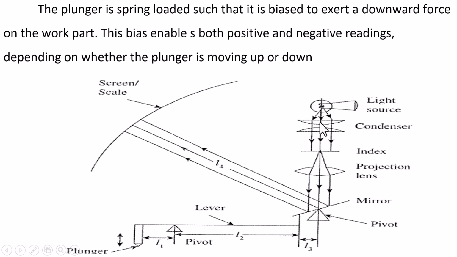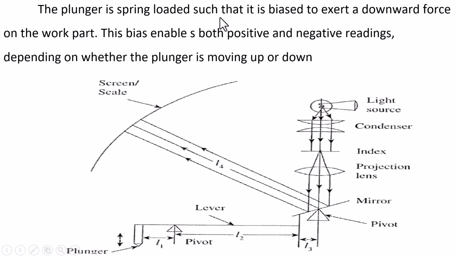The light from the light source passes through condenser lenses and a projection lens and strikes the mirror, forming an image here on this scale. Due to the movement of the plunger, it can give positive or negative variations on this scale. That is the working of the mechanical optical comparator.